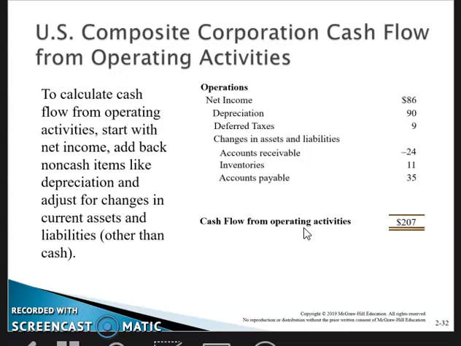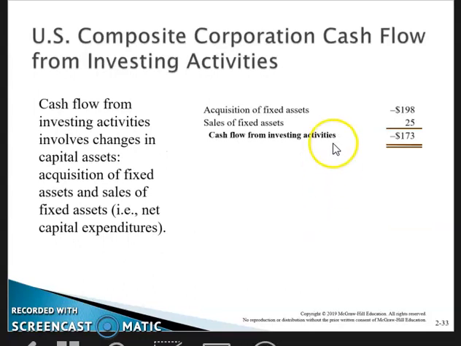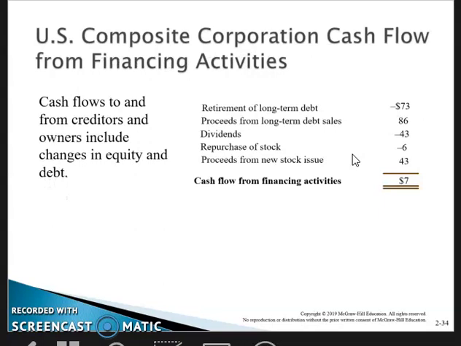Then we move on to the cash flow from investing activities. It's just the same as we did before when we were calculating the cash flows of the firm. Acquisition of fixed assets is an outflow. The sales of fixed assets is an inflow, so the net is 173 million. And then we do the cash flow to and from creditors. So we had 73 million of retirement of long-term debt.